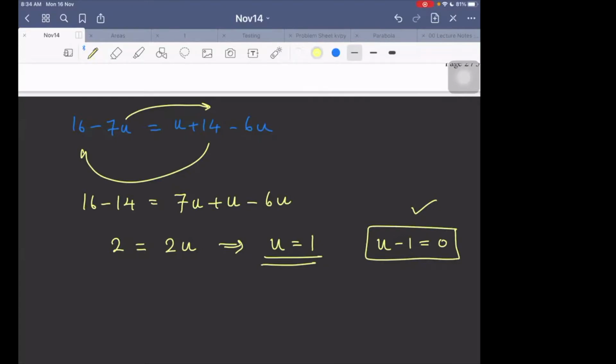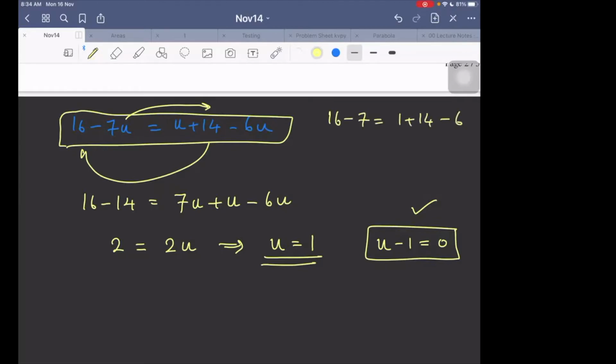Okay, I'll tell you this, with a lot of practice, you will be able to find the solution much quicker. In some cases, without actually moving a pen, without actually writing down any step. Because in this case, u is equal to 1 was the answer. If you could observe that 16 minus 7 is nothing but 1 plus 14 minus 6, you could have easily said that u is equal to 1 was the solution, right?